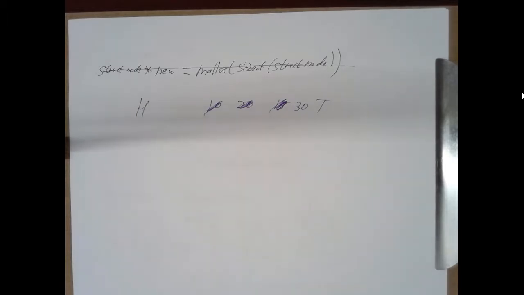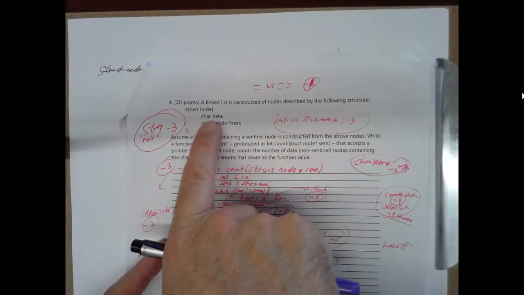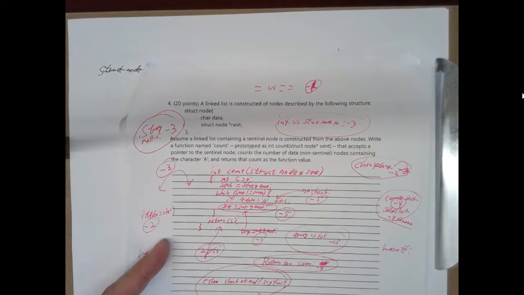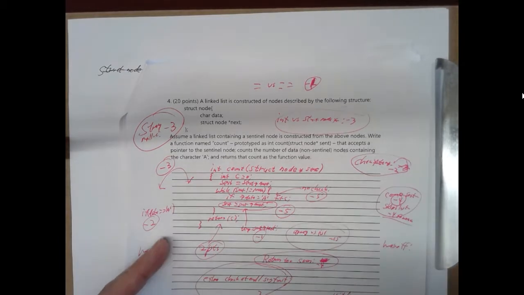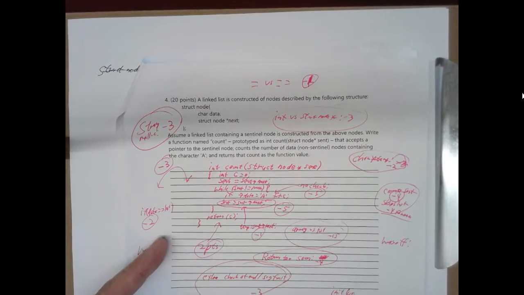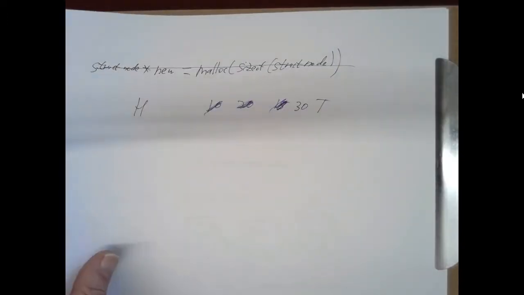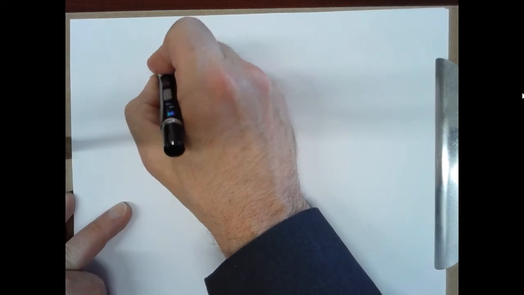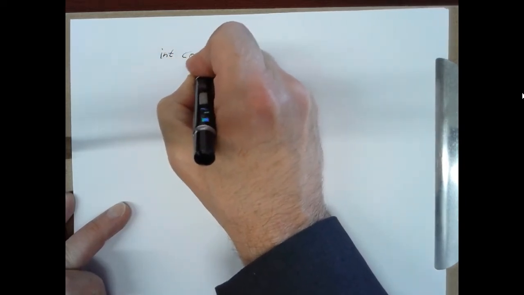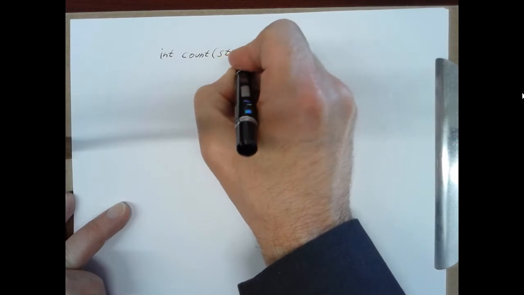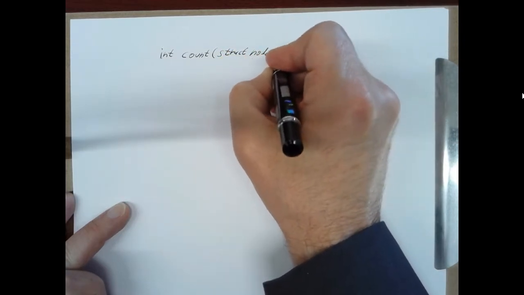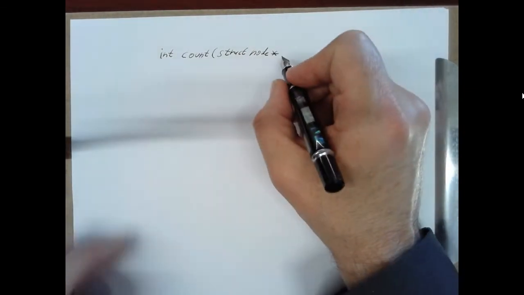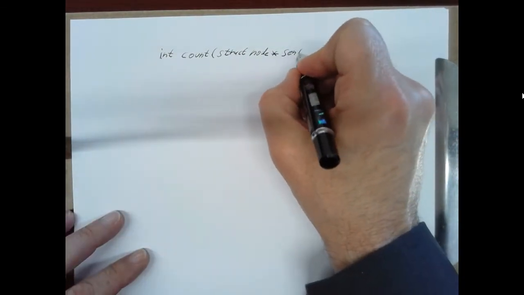All right, question 4. This was the other linked list question. So you had a linked list where your nodes contained a piece of data, which was a single character, and then a pointer to another node. And your goal was to march down the list and see how many of your nodes contain the character A. Count the number of nodes and return that count. So we want an integer return. Takes an argument, which is a list or a sentinel.